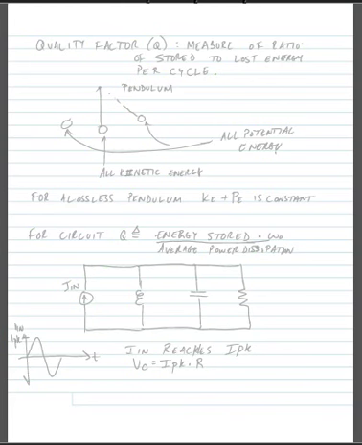When we're looking at resonant circuits, we often use a term called the quality factor, or Q of the circuit, and this is a measure of how much energy is stored in the circuit to how much energy is lost, on a per cycle basis.